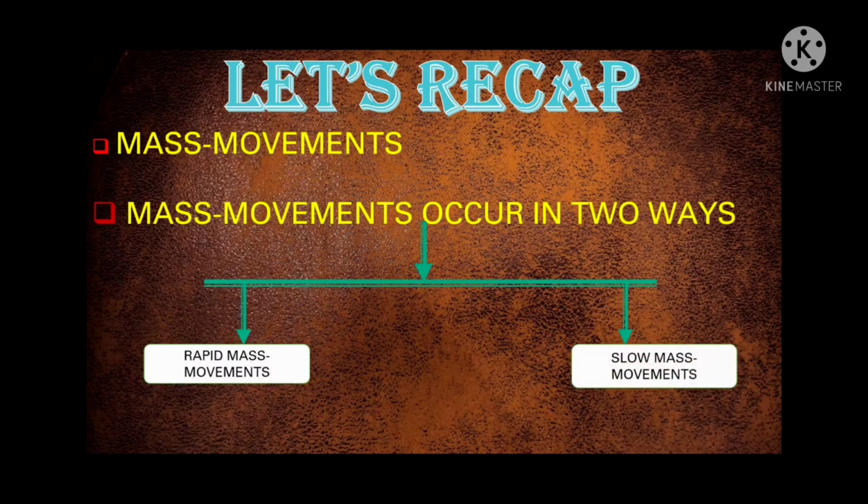We also studied slow mass movement. Slow mass movement occurs on gentle slopes. It includes soil creep and solifluction. We also studied about erosion in this module. It occurs due to various agents like wind, running water, glacier, seawater and groundwater.